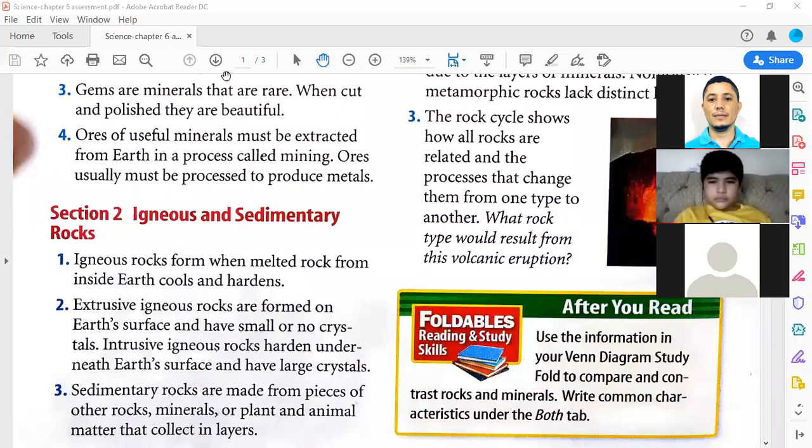So yes, of course, gems are minerals that are used mostly for jewelry, to make necklaces, things that mostly women wear. But yeah, they're beautiful. So that's why they are used for jewelry.